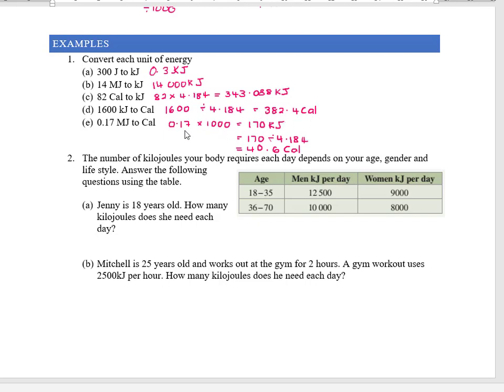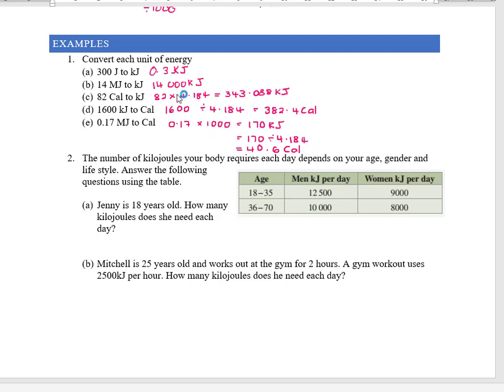And I'm now going from megajoules to calories. So to do that, I need to go to kilojoules first, so I multiply by 1,000. And that gives me 170 kilojoules. Then I do 170 divided by 4.184, and I get 40.6 calories. And that's how easy it is.